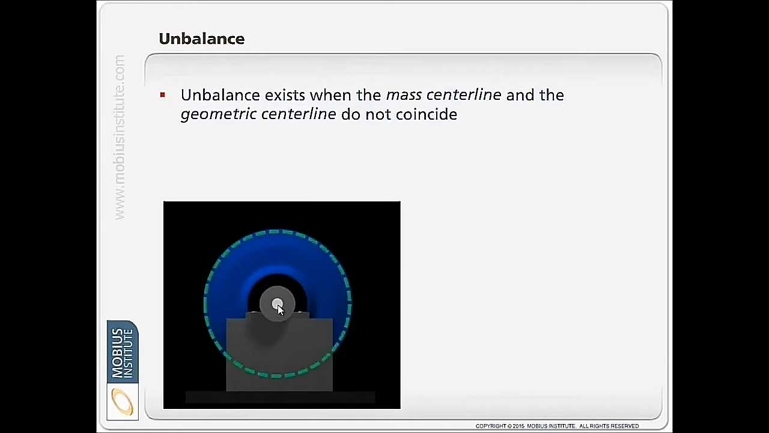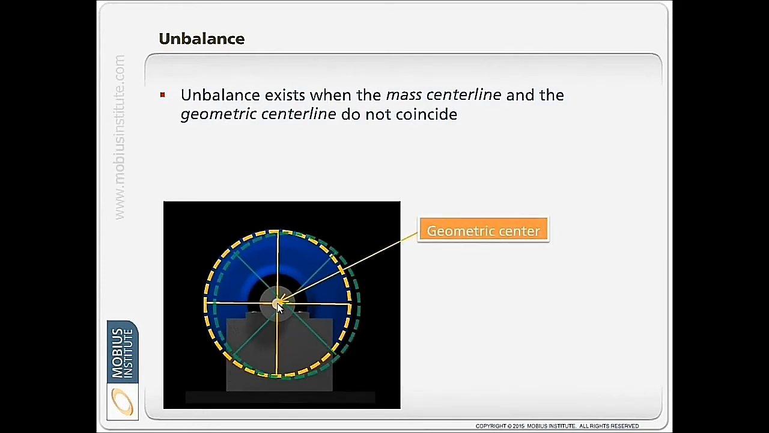Now our mass centerline should be in the same location. If all the mass is evenly distributed around our machine, then the center of mass would be right through the center of the rotor as well. But when that is not the case, when the geometric center and the mass center are not equal, then when we spin the rotor it will wobble, and that is unbalance. Here I've got it offset to the right, but of course it can be offset anywhere by any amount.